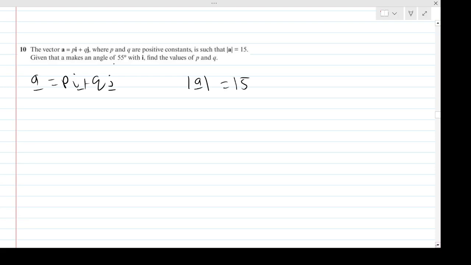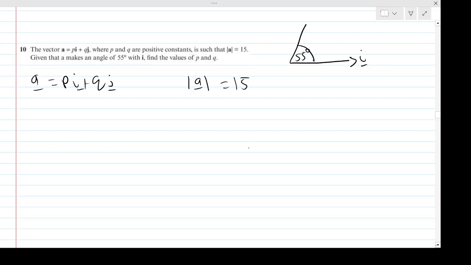And it also makes an angle of 55 degrees with i. Now, similar to when I talked about the j part in one of the examples, an angle with i basically represents the x part, the x-axis, right? So if you think of the x-axis as just i, then the angle of 55 is going to be looking like that, 55 from the x-axis. That's effectively what it means by making an angle of 55 degrees with i.